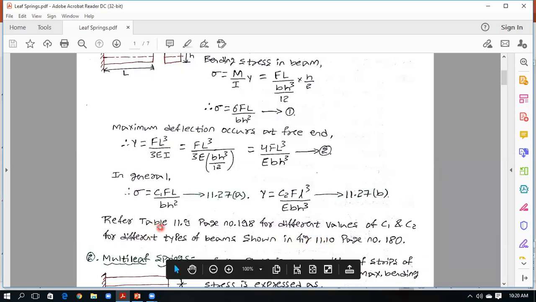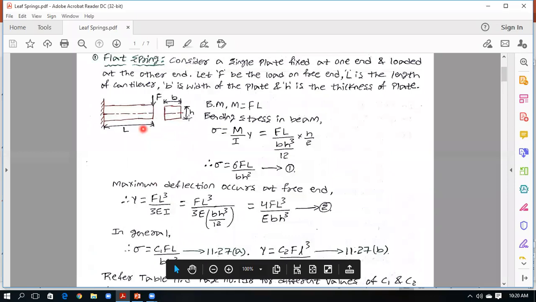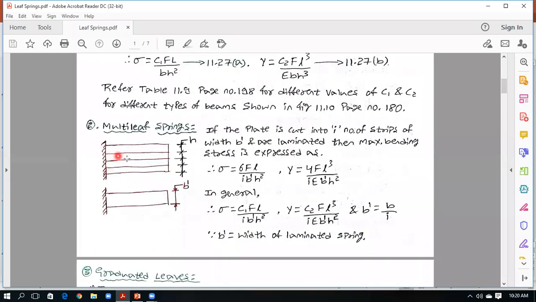After that, you need to go to table number 11.9, which is there in page number 198. In that, you have to select the values of C1, C2. The first one is a flat spring, and the next one might be having multiple leaves. In this multiple leaf, a plate will be cut into a number of strips.